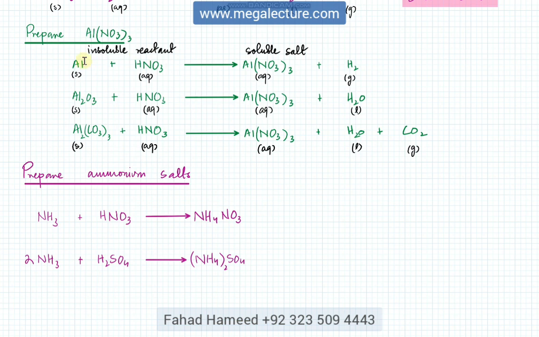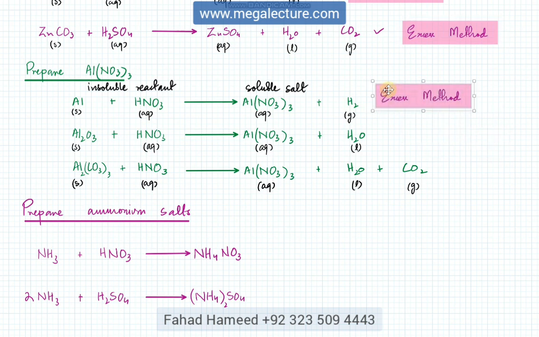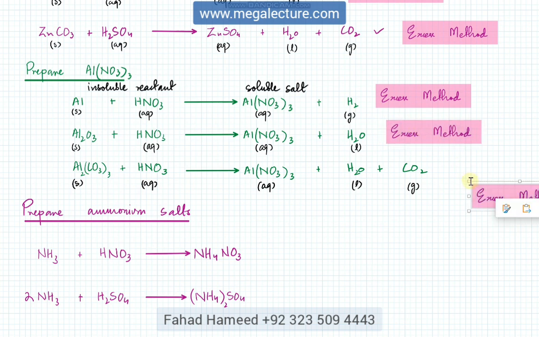So for aluminium nitrate, in all these reactions, the reactants are insoluble. Aluminium, aluminium oxide, aluminium carbonate, according to the solubility table, they're all insoluble. So if you have an insoluble reactant producing a soluble salt, and nitrates are all soluble, so a soluble salt is being produced, it's going to be the excess method again. So I'm just going to copy this, and for each of these reactions, the method you will be using to produce the salt in the lab is going to be the excess method.